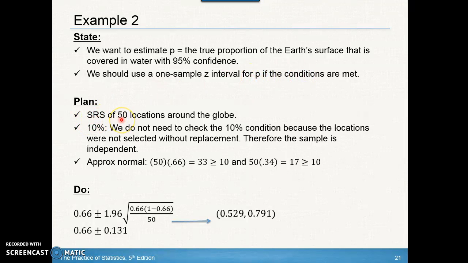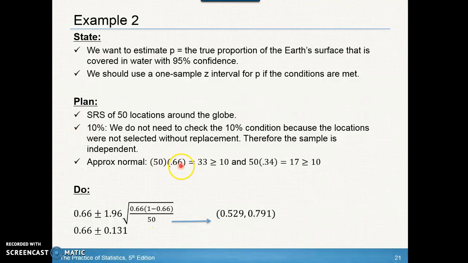Simple random sample of 50 locations around the globe, in context. 10%, we don't really need to check the 10% condition here, so this is a little bit tricky. The locations are not selected without replacement, so therefore the sample is independent. So it is done with replacement because every single time you throw that globe up in the air, your finger could land on the same spot 50 times. That's okay, because every time you toss the globe, it's going to be different.